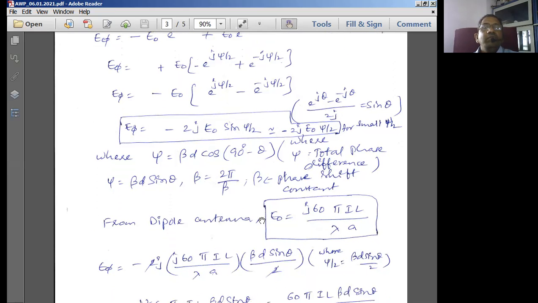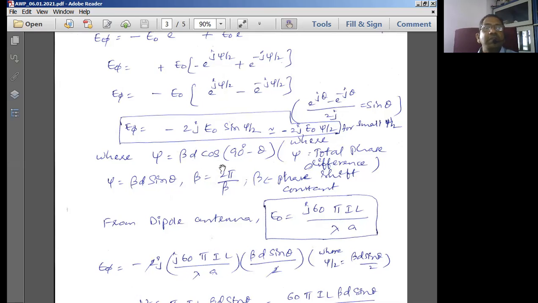Now xi, which is the total phase difference, is equal to beta d cos of 90 minus theta. Just remember this equation. We'll derive it when we deal with arrays of antennas. Until that time, please remember this equation, and anyway, we have to remember it for problems in the AWP subject also. So please remember this formula: xi is equal to beta d cos of 90 minus theta.